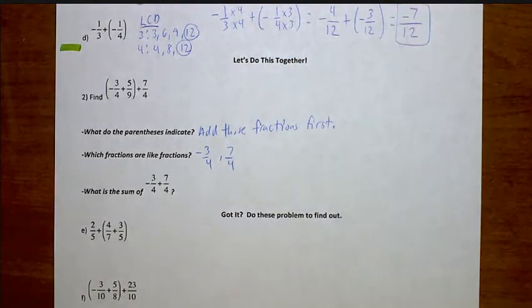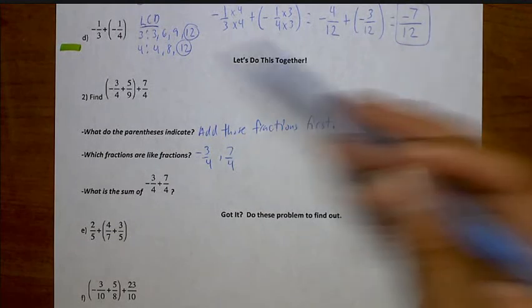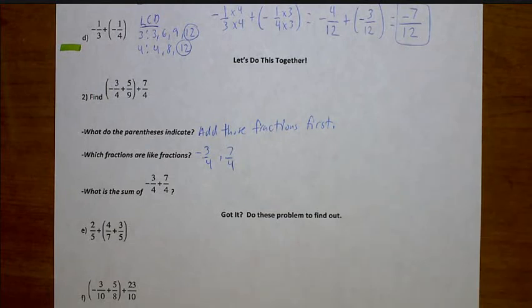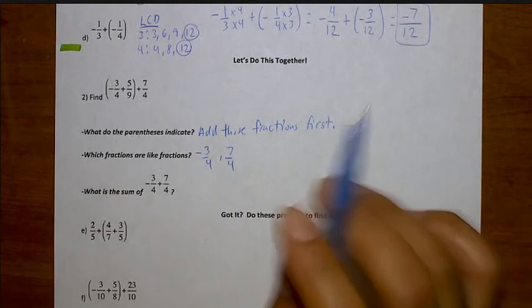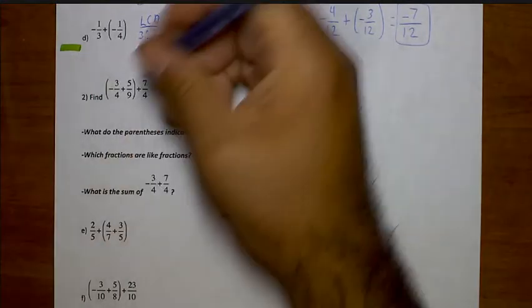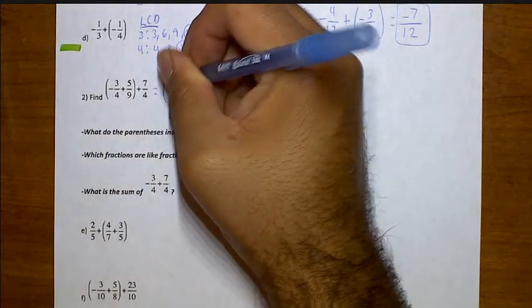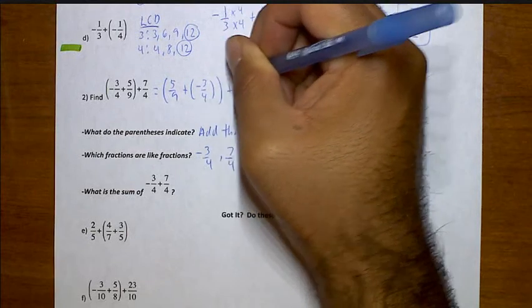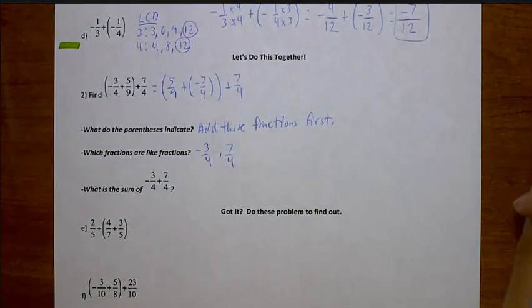So let's switch negative 3/4 and 5/9 around. So we're going to put 5/9 plus negative 3/4 plus 7/4. All right, now that I've switched these two fractions around, I can then shift these parentheses over to make negative 3/4 plus 7/4 happen. So we write this as 5/9 plus, in parentheses, negative 3/4 plus 7/4. See what I did here? Now I have common denominators.